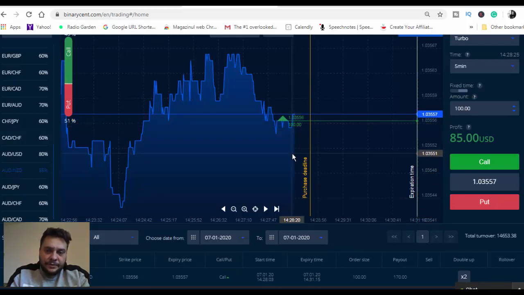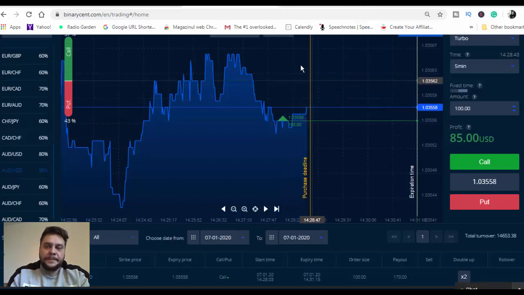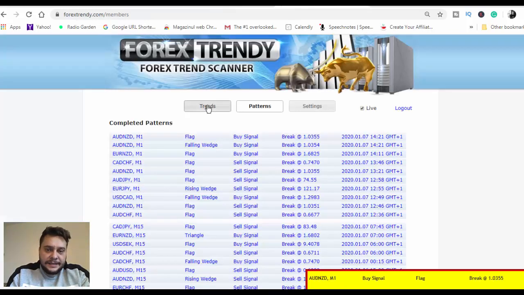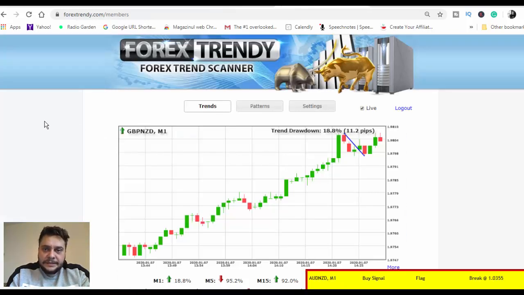Okay, in order to take profit, $85 profit, it should be above this line. And according to Forex Trendy, this is the signal. It was a buy signal, so it should go up. Okay, let's go back here to Forex Trendy. I want to show you a little bit of this one.